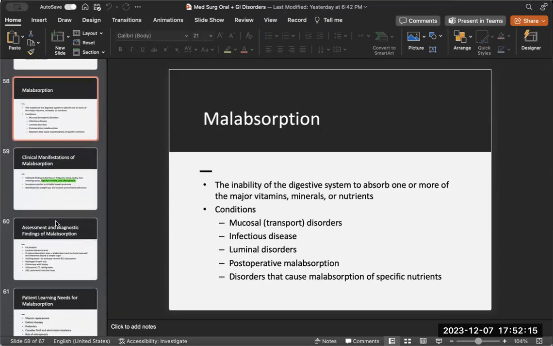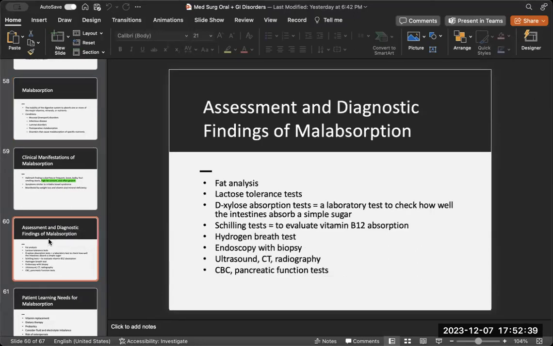Now, we also said, right, thinking about the small intestines, we can have problems with malabsorption, right? The ability to absorb our nutrients. So they could be transport or mucosal disorders, infectious diseases, postoperative malabsorption, things like that. Or even anemia, right? Pernicious anemia means that there's a malabsorption of vitamin B12, right? So there's disorders like that.